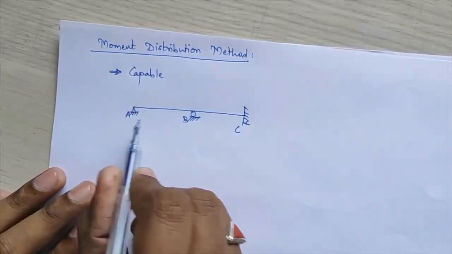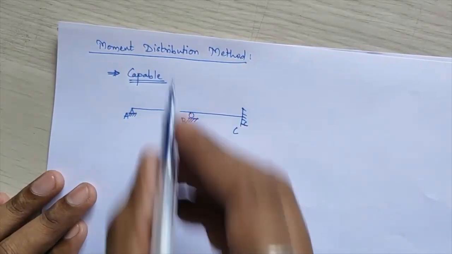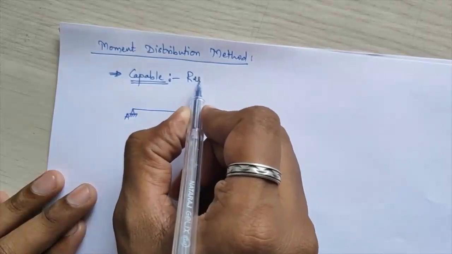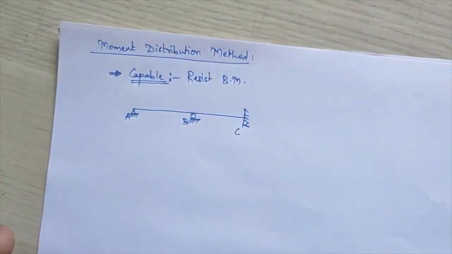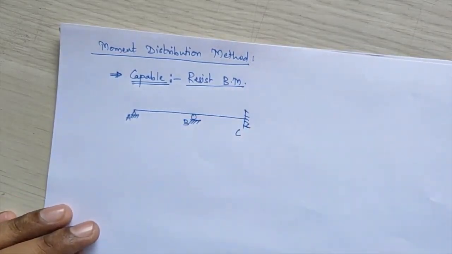But for this distribution of moments, what is the condition? Your support must be a capable support. Capable support means the support which can resist the amount of bending moment, or simply, the support which resists the bending moment will be called a capable support. Now, which types of supports will be classified under this?